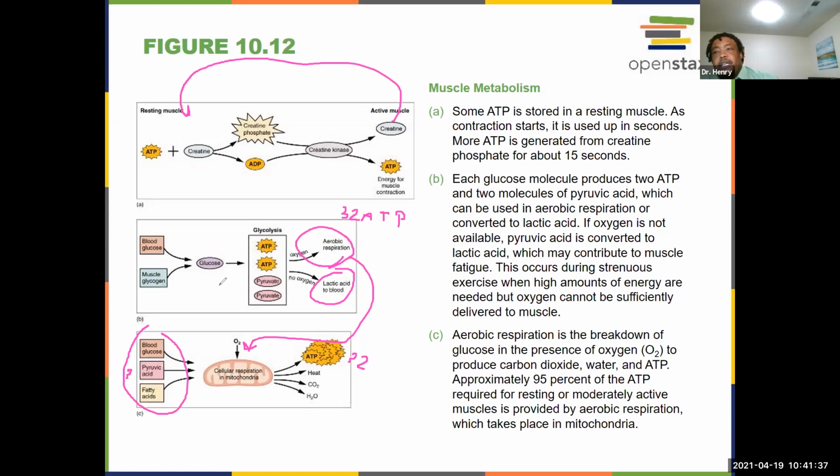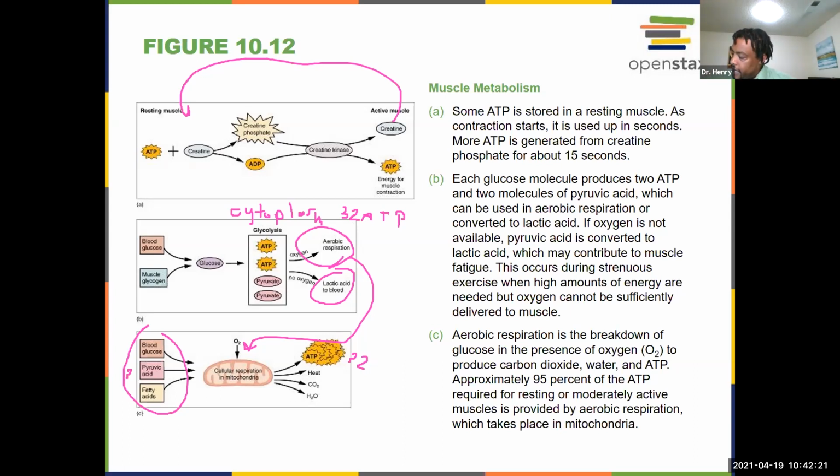Now, cellular respiration in reality combines both this early stage of glycolysis, as well as the cellular respiration in the mitochondria. This part here happens in the cytoplasm, and that one happens in the mitochondria directly. Okay.